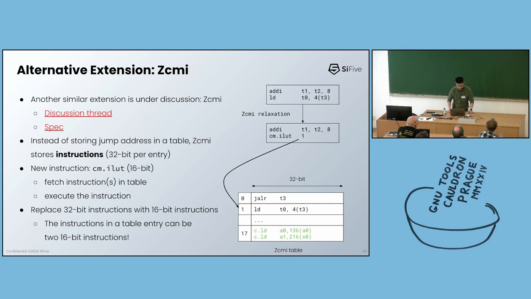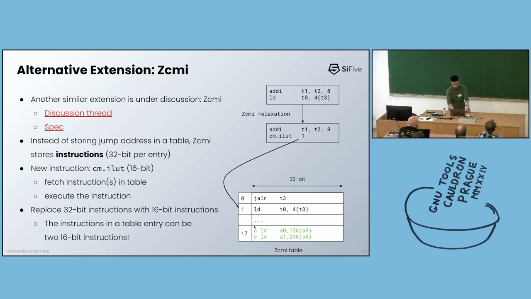Okay. So finally, we have another alternative extension that is being discussed. That is ZCMI. The concept is similar. This extension also establishes a table, but instead of storing the function address, this extension stores instructions directly. Here's a simple example where we have two instructions, and we found this load T0 for T3 instruction is used a lot.